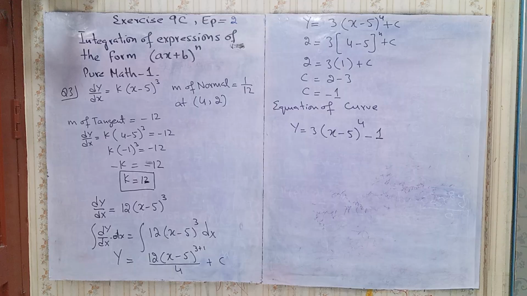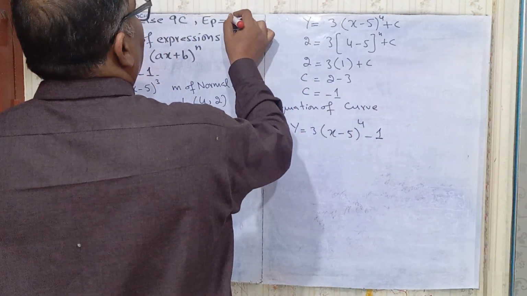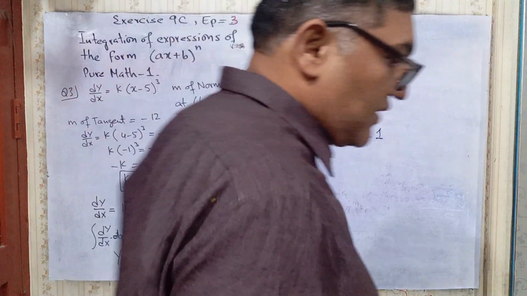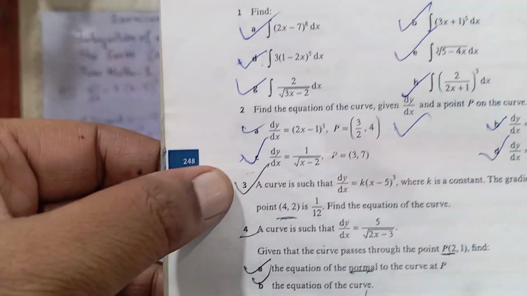This is our third episode on this exercise, and in this video we will start work from question number 3. Exercise 9C is about the integration of expressions of the form (ax + b) raised to power n. This is the course book of Pure Maths 1, paper 1 of the Cambridge International AS & A Level Mathematics 9709. Let me show you question number 3 on your screen.